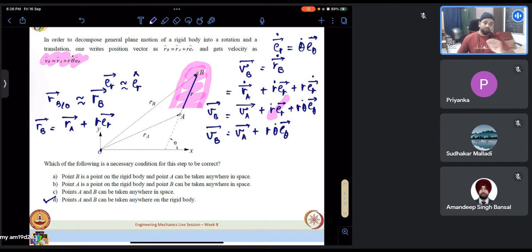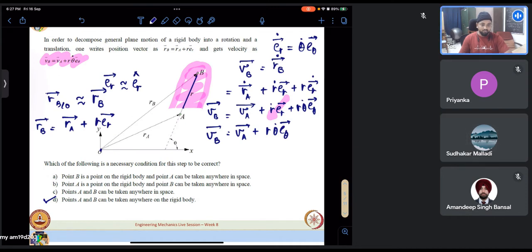Then if we know VA, we know how VB will move. VA is moving. We sit at A and look at B. So we ourselves are having a velocity, and in addition to that, the point B will appear to rotate about us, the observer sitting at A. This is how we are trying to decompose. So theta dot is essentially the angular velocity of the rigid body under question.